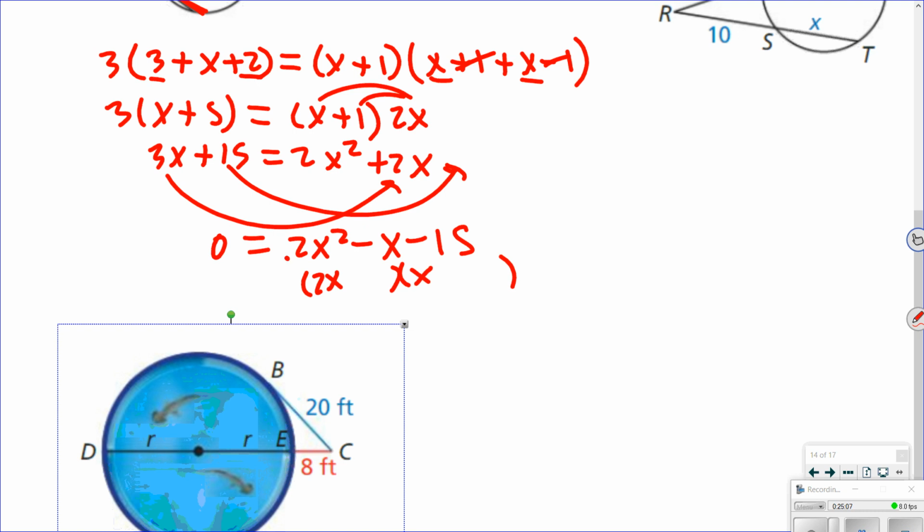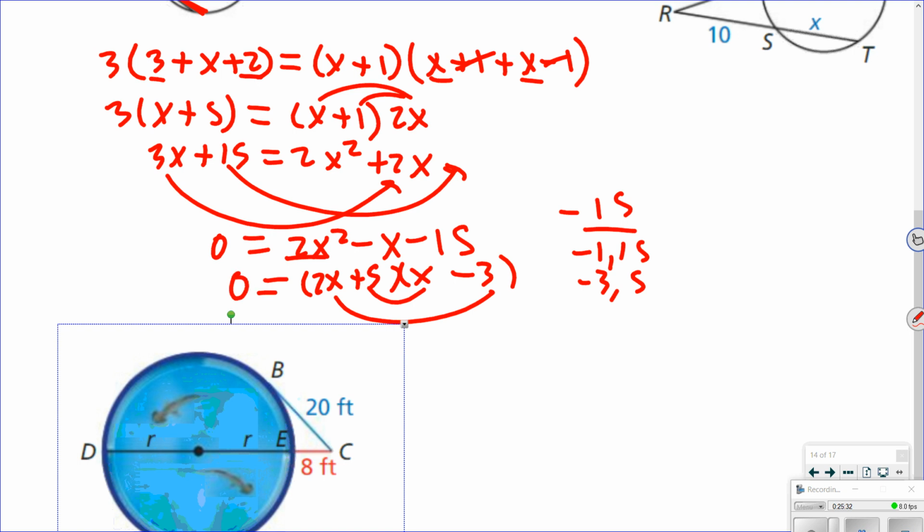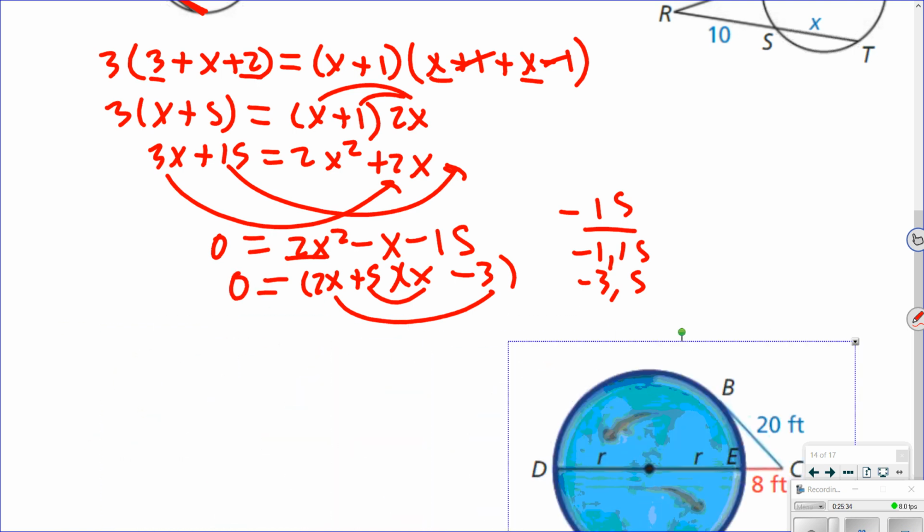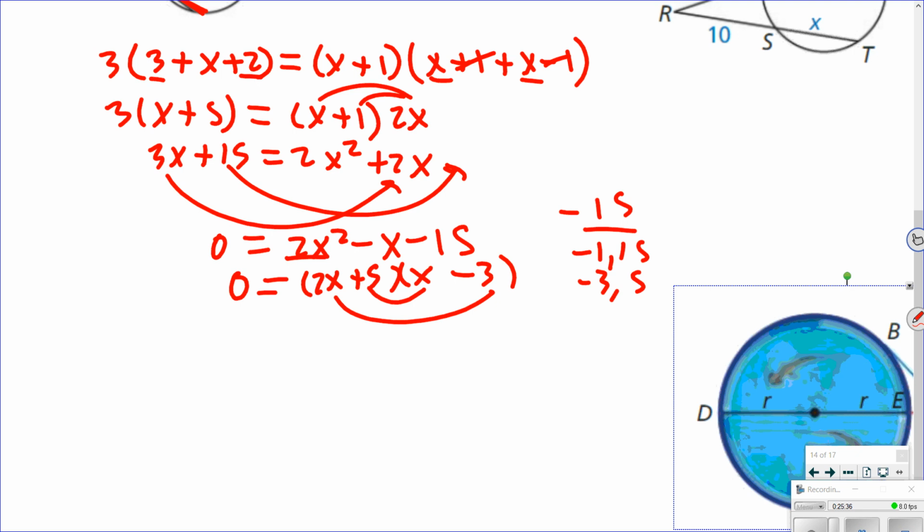I got 2x and x to get 2x squared. To get negative 15, it could be negative 1 and 15 or negative 3 and 5. I've got to find the right one that works here. I think it's going to be the 3 and 5. Let's try plus 5 minus 3. So check that. That'd be minus 6x plus 5x, which gives me the minus x in the middle. That's my factored form. Again, I don't care how you factor it. You can do that with the x method or however you learned that.